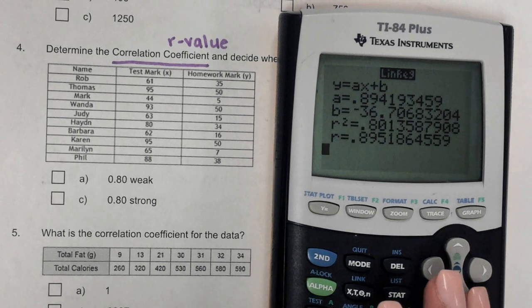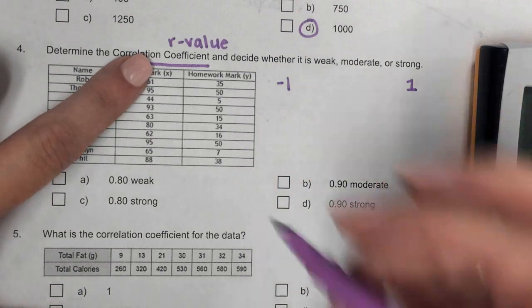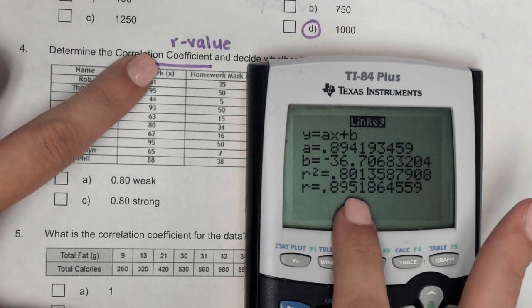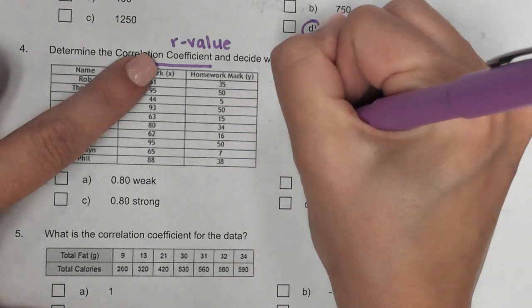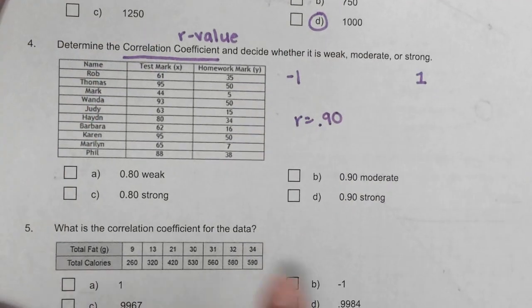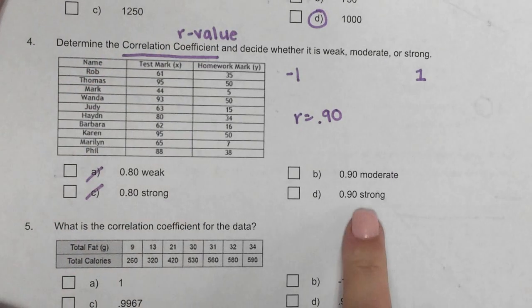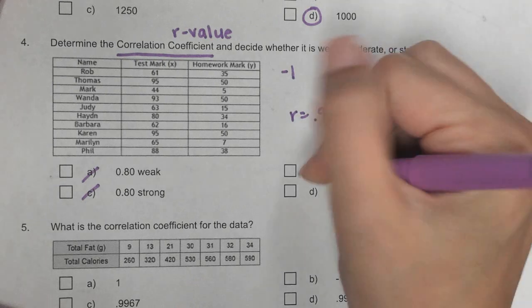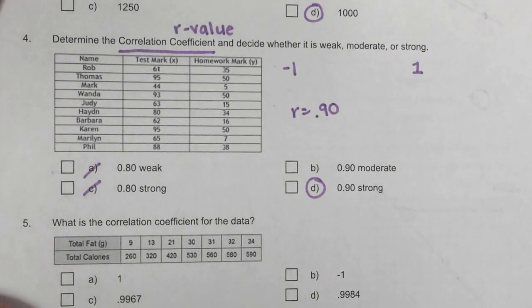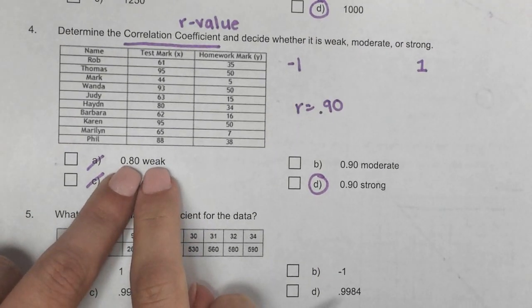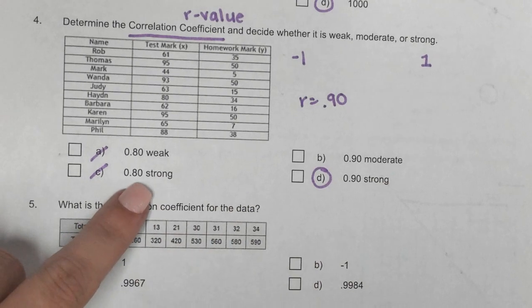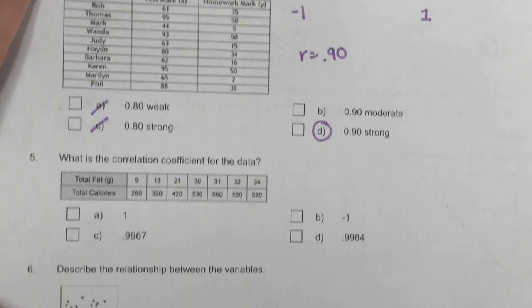So this one is only asking for that R value. So R equals 0.895. The 5 tells me to round up, so it's going to be 0.90. So it's not here, it's not here. And 0.90 is strong because that's going to be really close to that 1. So you could have automatically eliminated this 0.8 because you're never going to have an R value of 0.8 that's weak, or an R value of 0.9 that's moderate. Now 0.8 could be strong and 0.9 could be strong.